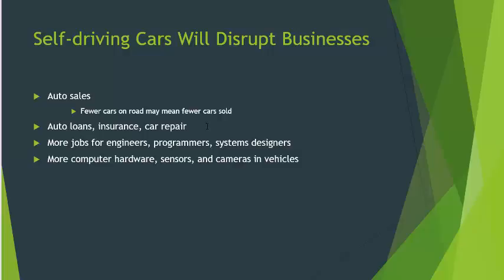Right? Now that might be a downside in terms of sales, but now we've got these cars that are automated. They need to be maintained a little better. And so that means there's probably going to be more jobs for engineers, programmers, and designers. And there's going to be more sales of computer hardware, sensors, and cameras in those cars. And so there may be a trade-off from one area of the industry to another.